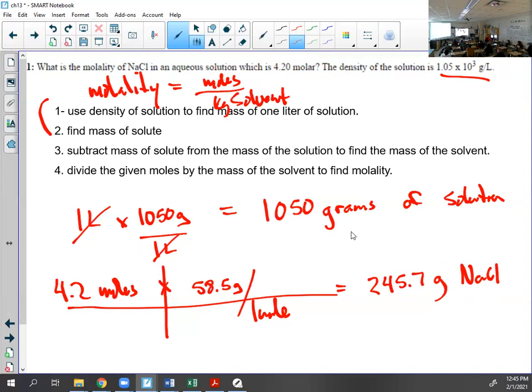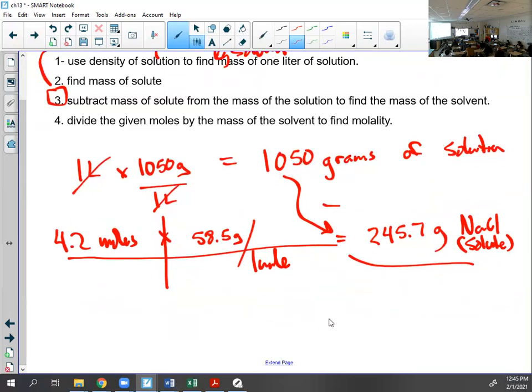So remember, to find the mass of the solvent, we take the total of the solution and subtract the mass of the solute. All you're doing with the solute is anything you do for any other substance, right? Because moles times molar mass gives me the grams. Okay, so 1050 minus 245.7 equals 804.3. All right, and that would be grams of solvent.